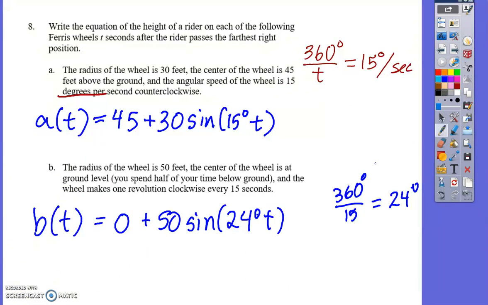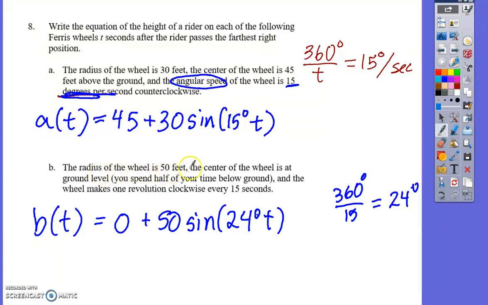Okay, so for A, I went ahead and called my equation A of t. I've got 45 plus 30 sine of 15 degrees t, because it already told me what my angular speed was, so I didn't need to calculate it. 45 being the distance above the ground goes there. The radius of the wheel went here, and then angular speed went here.